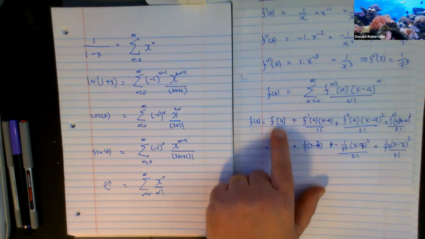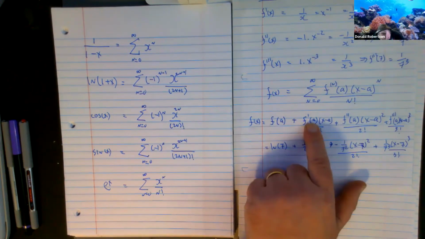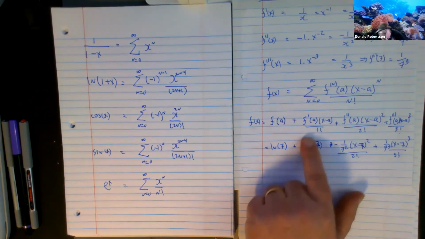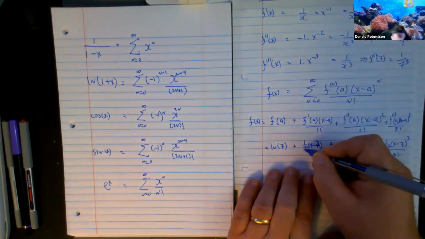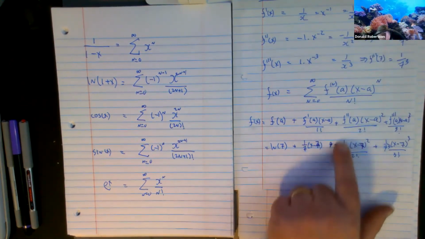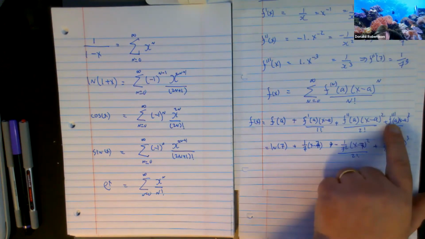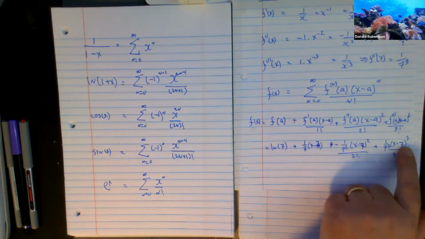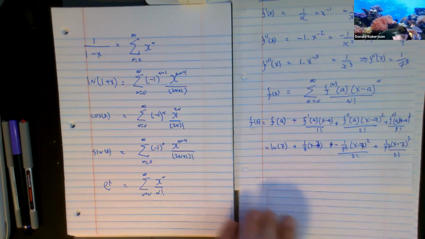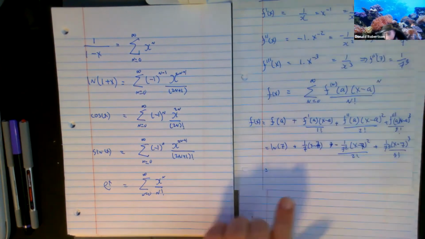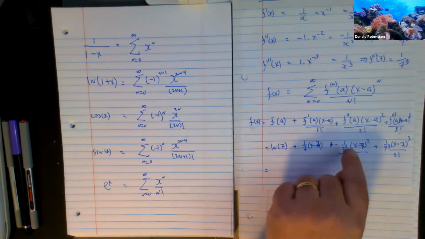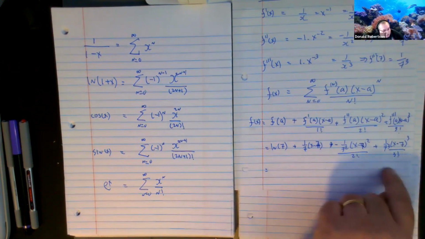The value of the function at a, the derivative of a, x minus a over 1 factorial, which is this guy. The second derivative at a, x minus a squared over 2 factorial. Third derivative at a, x minus 7 cubed over 3 factorial. Now, technically speaking, this question's not finished. Shouldn't I be making these into numbers and writing them down as ugly fractions?